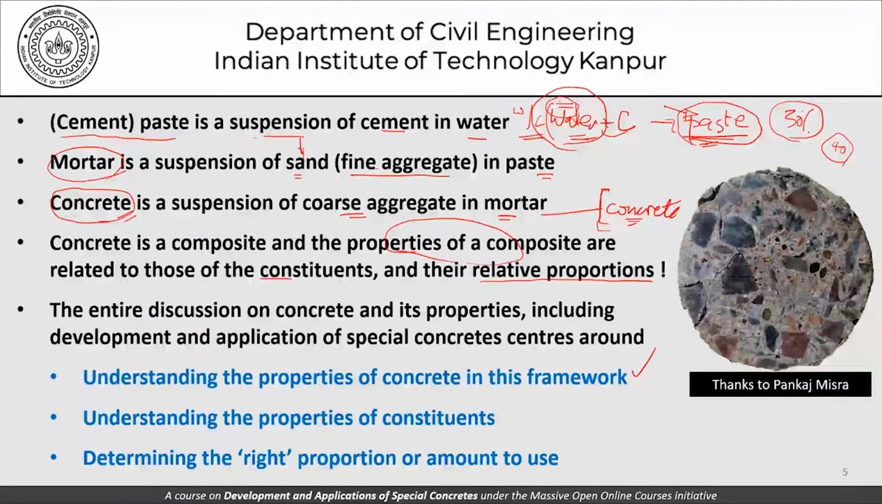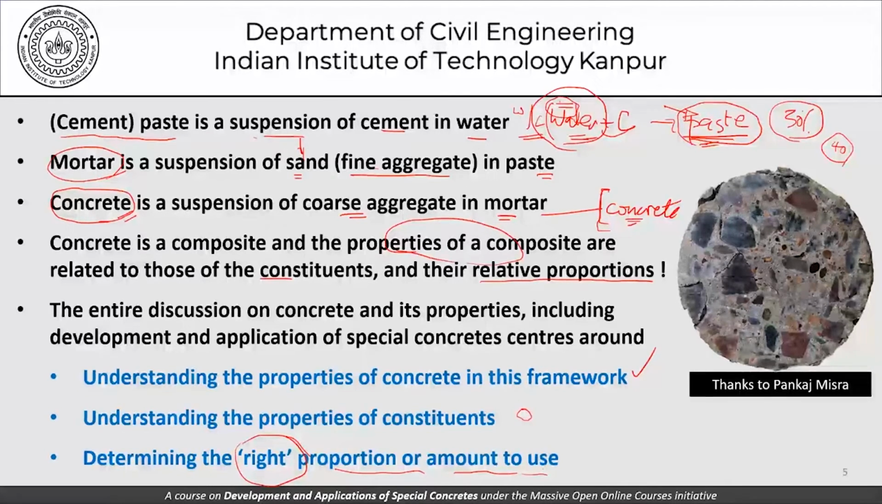Understanding the properties of the constituents is something which we will not do greatly in this course. We'll assume that you know how to carry out the tests and how to determine the properties of the constituents, whether it is sand, cement, coarse aggregates, and so on. Determining the right proportion or the amount to use will be very specific to certain applications, and therefore what we'll basically be doing is trying to study the impact of varying proportions. If you add this, if you subtract that, if you add more of that or reduce some of this, how do the properties of the material change?